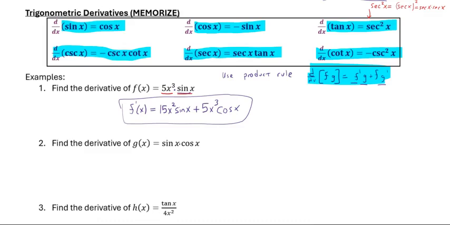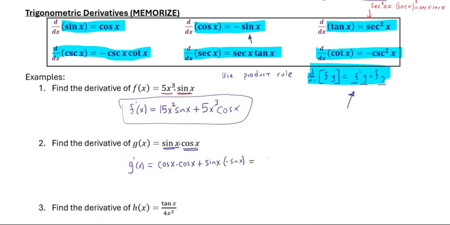Again, there's an invisible multiplication symbol, so I'm going to use, again, the product rule from above. So g prime of x: first the derivative of the first function, the derivative of sine is cosine, times the second function, just leaving it the same, cosine, plus the first function as is, sine x, times the derivative of the second function. Now the derivative of cosine, I didn't prove that, but it's up here in the list, is negative sine x. We're going to multiply that by negative sine x.